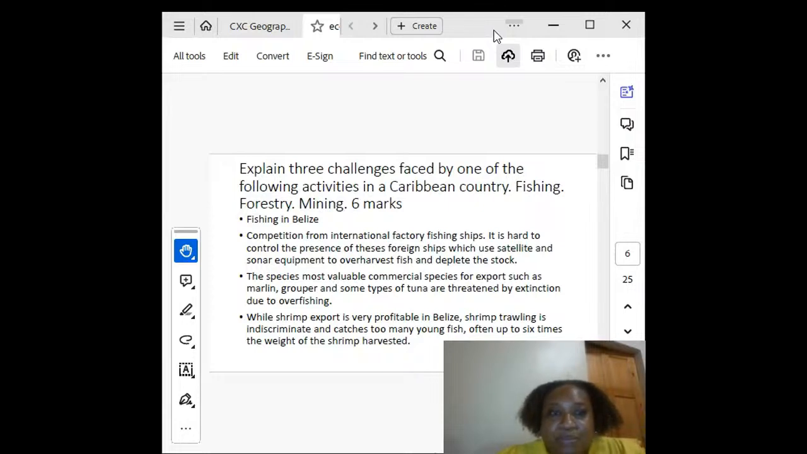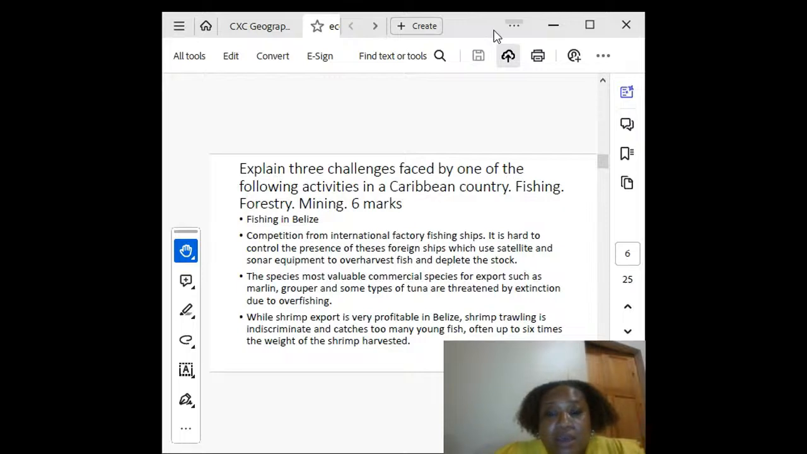So you want to say that you have certain zones set up where they will be able to fish and where they will not be able to fish. Just to know that. Competition from the international factory and fishing ships. So competition is a major thing when we are looking at economic activities in the Caribbean. We're going to have competition with the international market, right?